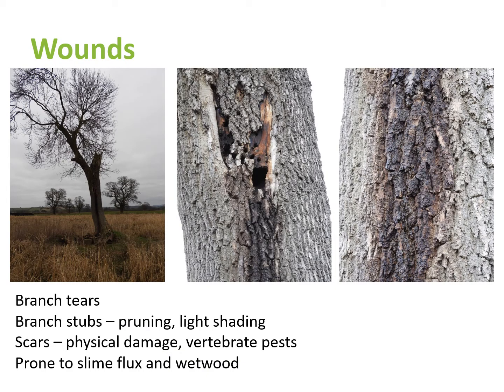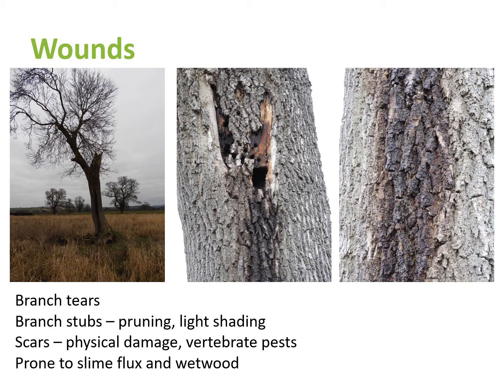Now, as we've seen in the previous two slides, wounds are a very important part of understanding the type of symptoms you might be seeing. So frequently this may be branch tears, where branches have just been torn off in strong winds. It could be branch stubs. That may be due to light shading, where branches have dropped off, or it could be due to poor pruning. There are also scars, so physical damage that may well be just a vehicle driving past and damaging the outer bark.